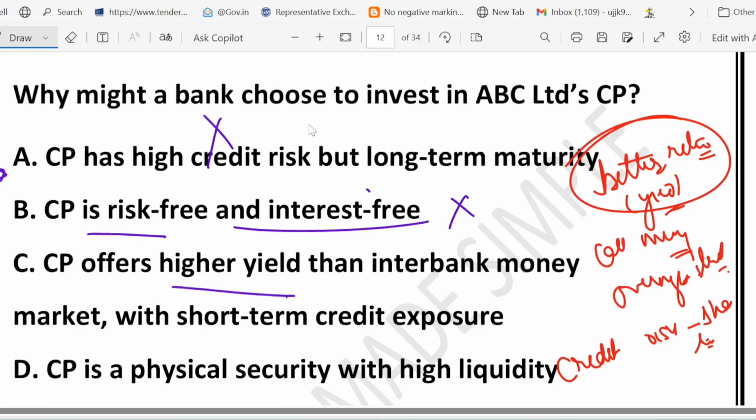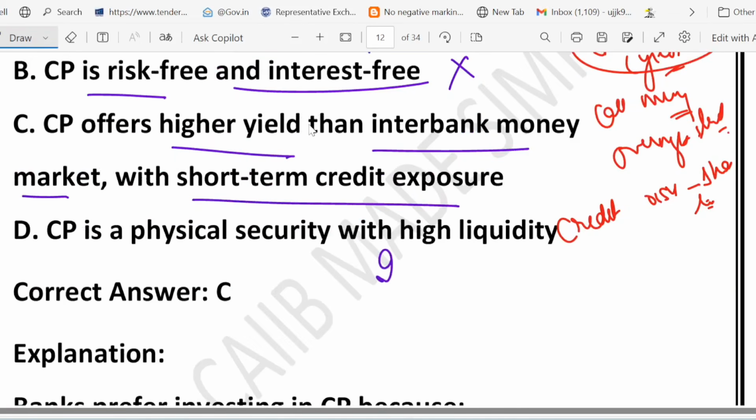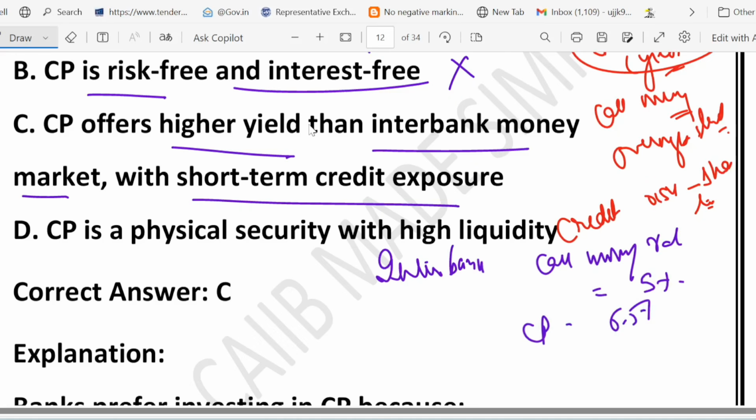Option C says it offers higher yield than interbank money market with short-term credit exposure. Try to understand. CP usually gives better return than call money or interbank lending. And since CP matures in a few weeks or months, the credit exposure is short term, which reduces the risk. Let me give you one example. Suppose the interbank call money rate is 5%, and suppose CP is offering you 6.5%. So the bank is earning more by investing in CP with only 90 days exposure.